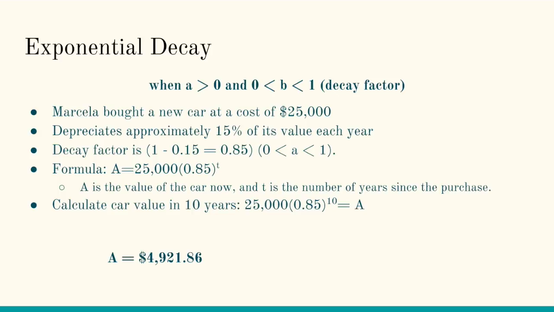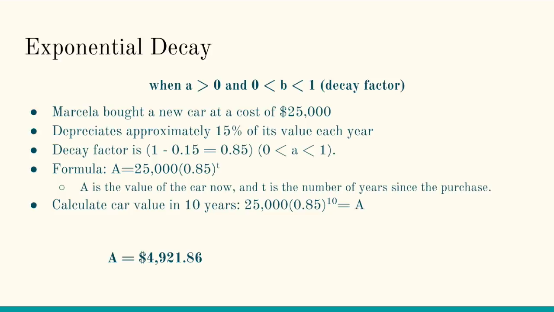Now, Marcela bought a new car at a cost of $25,000. The car depreciates approximately 15% of its value each year. The decay factor is 1 minus 0.15 equals 0.85. It must be less than 1 but greater than 0. The formula will be A equals 25,000 times 0.85 to the power of t, where A is the value of the car now and t is the number of years since the purchase.